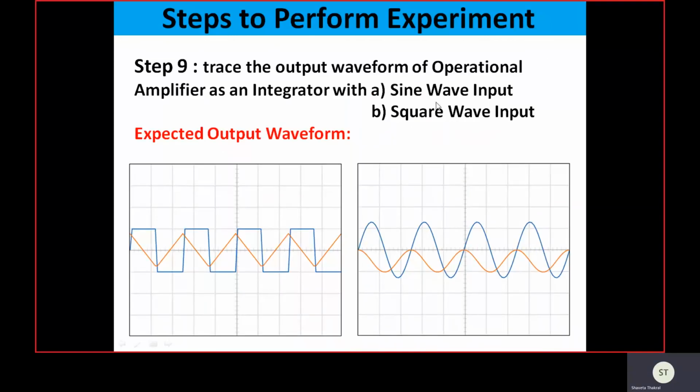And finally we need to trace the output waveform of the operational amplifier as an integrator with two types of input, that is the sinusoidal input signal and the square waveform input signal. And the expected output waveform when we are providing the square input: the blue waveforms are the input waveforms and the orange waveforms are the output waveforms. So when we are providing a square waveform, we are getting a triangular waveform, and when we are providing a sinusoidal input, then we get a cosine waveform as output of the integrator.